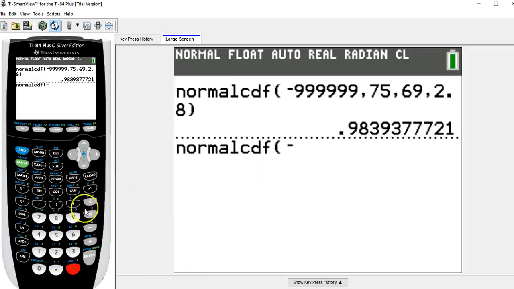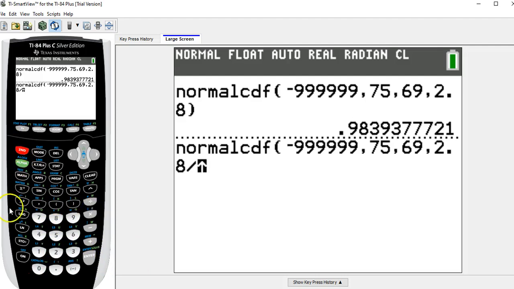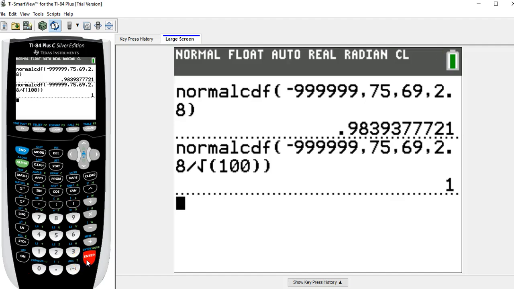So if I go back to distributions, normal CDF, all the numbers are going to be the same, negative 99999, comma, 75, comma, 69, and here's where there's a slight difference, that the central limit theorem says that you have to divide the standard deviation by the square root of the sample size, which was 100. So instead of 2.8, I'm going to enter in 2.8 divided by the square root of 100, close the parentheses, and now I get a probability of 1. So it's probably not really 1, but the number is so close to 1 that the calculator can't distinguish.